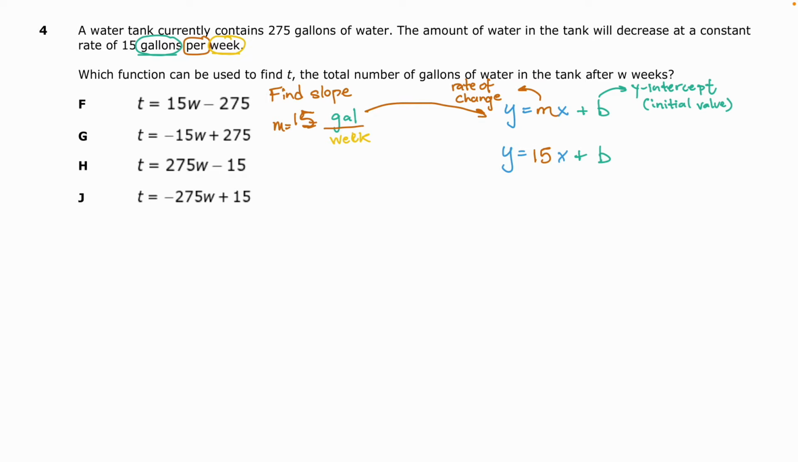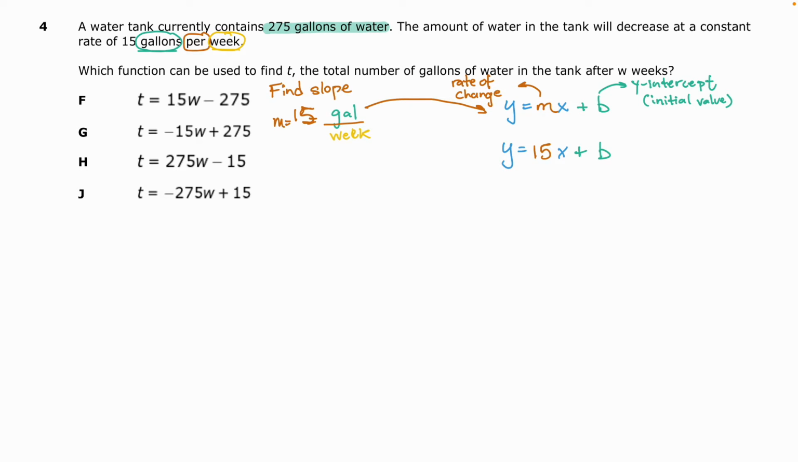But take a moment to see this relationship. The tank starts with 275 gallons of water. That's its initial value, but it is decreasing at a constant rate. What that means is that as the number of weeks goes by, the number of gallons is going down. So there's going to be a negative slope. So it's not going to be just y equals 15, this is going to be y equals negative 15.